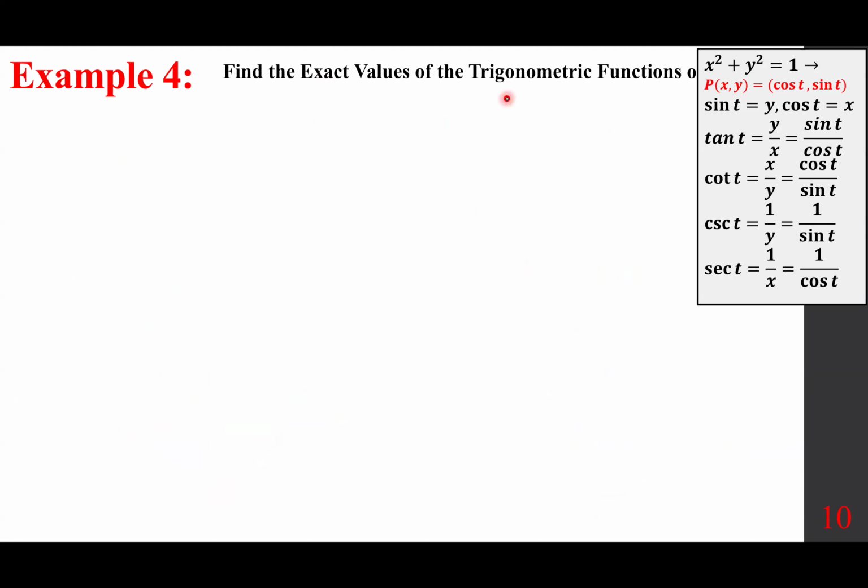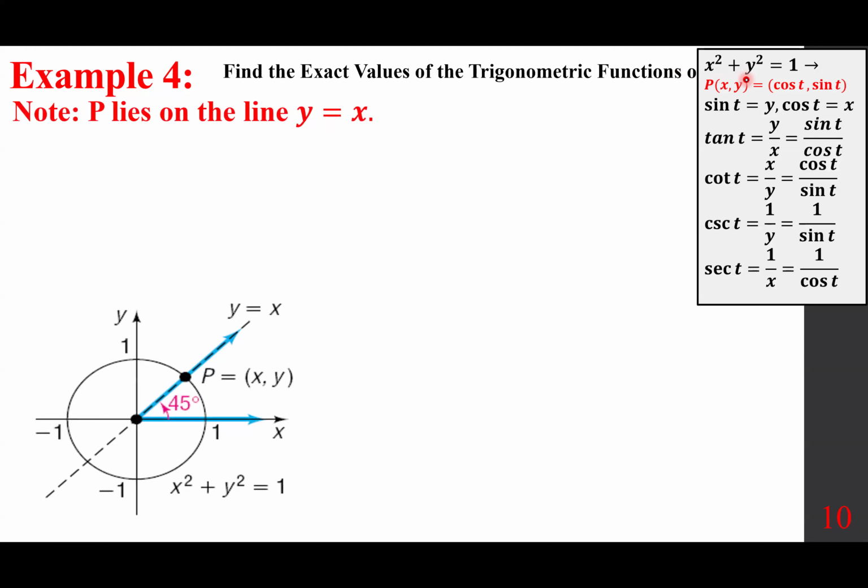Find the exact values of the trig functions. Specifically, we are looking for 45 degrees, everybody. Pi over 4 or 45 degrees. So what's missing underneath pi over 4 or 45 degrees? And we're going to go with the unit circle, 45 degrees. It looks like that. And it's important to know that this point is on the unit circle. So x squared plus y squared equals 1.